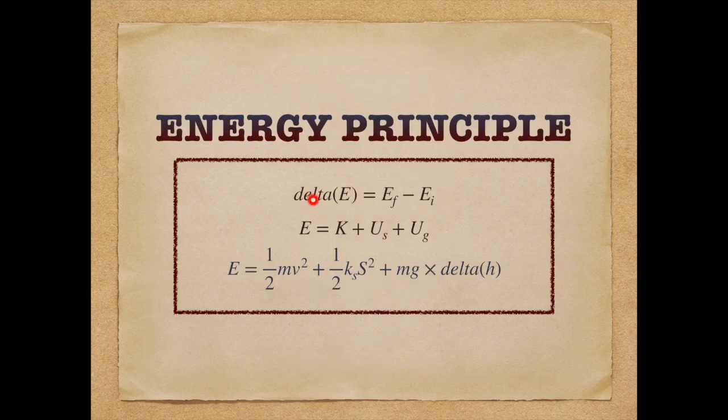Energy principle. The energy principle is the change in E equals E final minus E initial. E is equal, for this lab, to the kinetic energy plus the potential energy of the spring plus the potential gravitational energy. Kinetic energy is 1/2 mass times velocity squared. Potential spring energy is 1/2 K_s s squared. And then potential gravitational energy is mg times delta h.